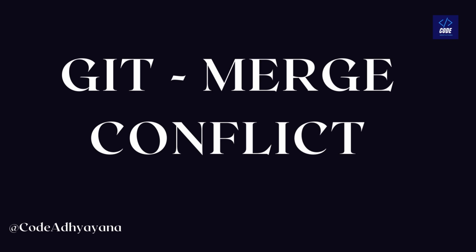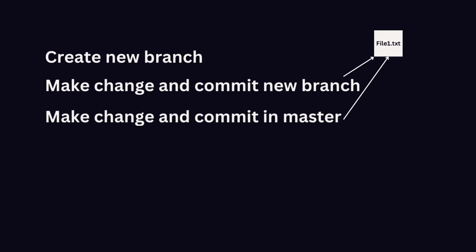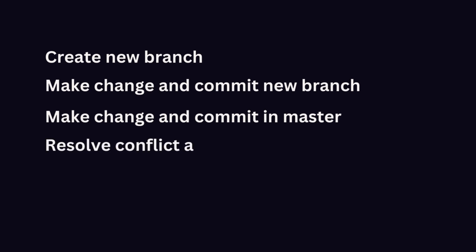merge the code. So the steps we are going to follow in this video: first we create one new branch, then make some changes and commit into the new branch, then we switch to the master branch, make some changes to the same file we changed in the new branch, and commit the change in master. After that we'll try to merge the new branch changes into the master branch. Because the changes are in the same file, we'll get a conflict. So we'll see how we can resolve the conflict and merge the changes.